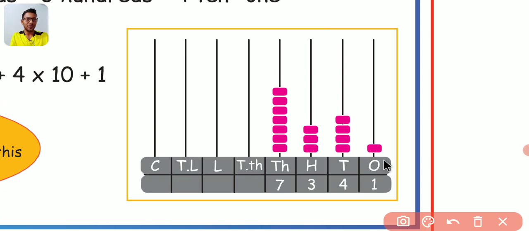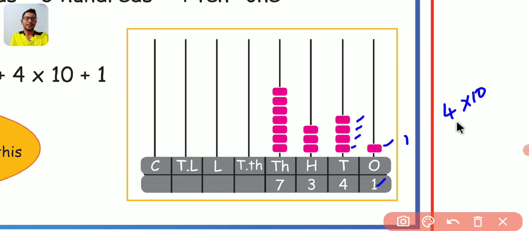O means ones. In ones, how many beads are there? There is only one bead. So that is called one, and they are writing one. In tens, how many beads are there? 1, 2, 3, 4. There are 4 beads. This is in the tens place. So there are 4 beads, that means 4 × 10. I hope you understand.